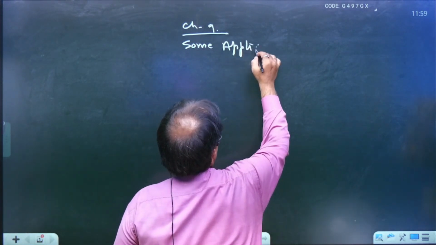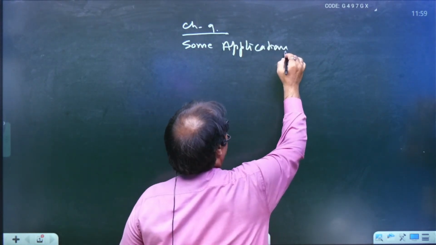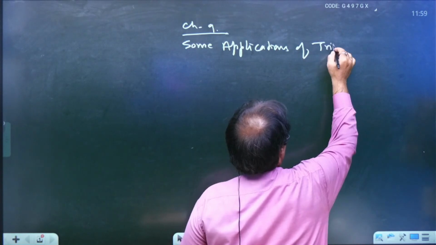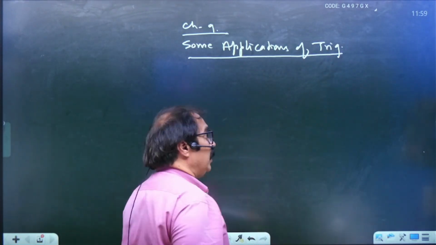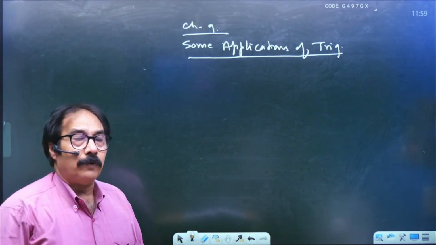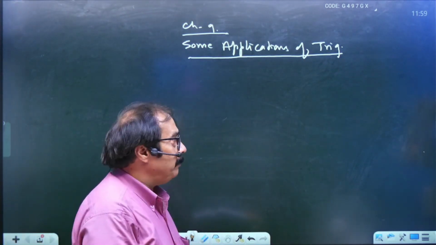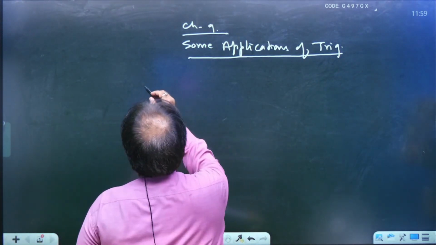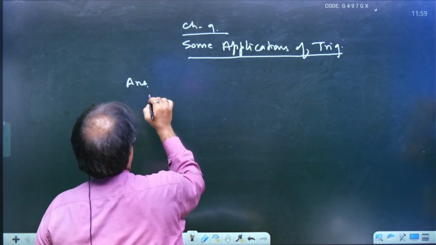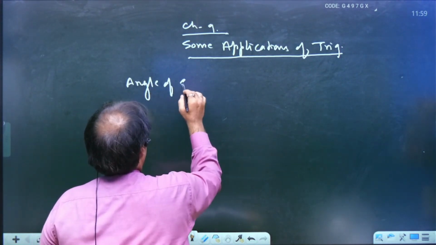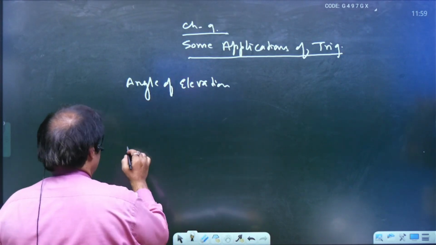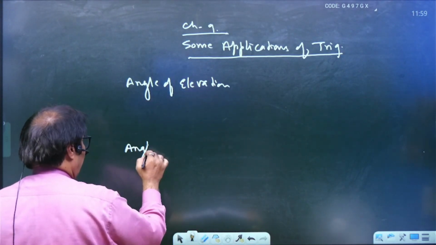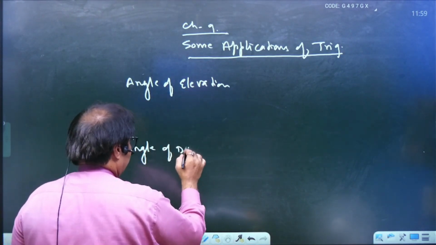Today we will discuss chapter number 9, some applications of trigonometry. Before going to the exercise, first try to understand the meaning of angle of elevation, and the second one is angle of depression.